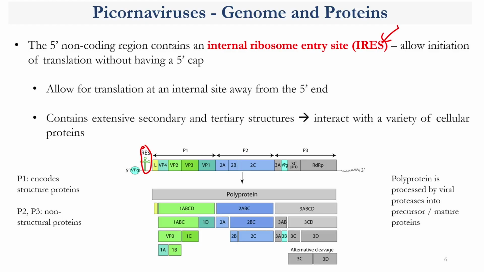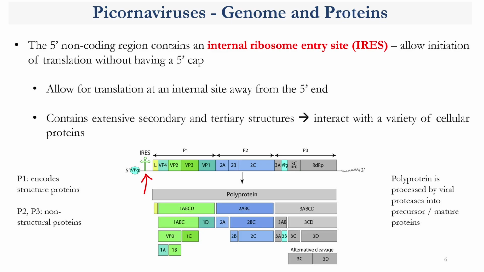So it will allow for translation at somewhat of an internal site, so it's just a little bit inwards on the 5' end, downstream of the 5' end, and it has extensive secondary and tertiary structures. What does that mean? That it has extensive structures, secondary and tertiary structures, yeah? Because of maybe the bonding, it kind of assumes a 3D shape, kind of like with tRNA.